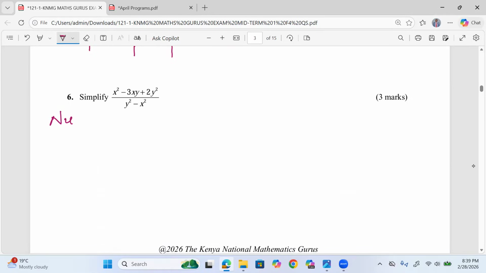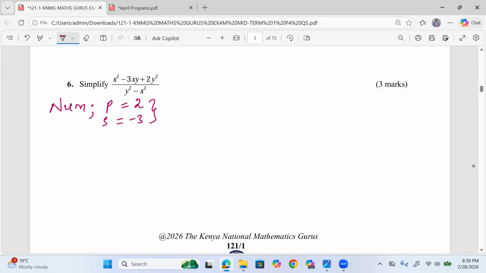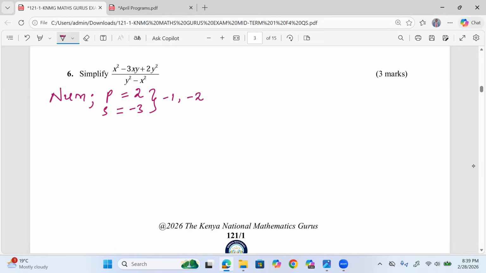So getting into this, we start with the numerator, whereby because of its quadratic nature, we need a product of a by c, so 1 by 2, 2, and a sum of the value at b, the coefficient of xy, which is -3. What are these factors if not -1 and -2, multiplied +2, added -3. So now we're talking about x power 2 minus xy minus 2xy, then plus 2y power 2.